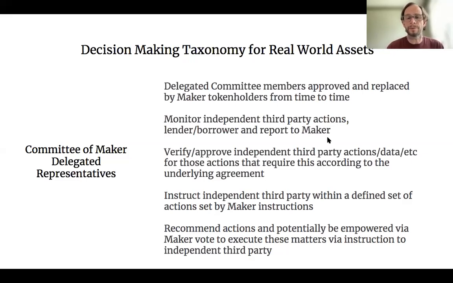The lender and the borrower report to maker. Maybe this committee and the committee members can verify or approve third-party actions, data, et cetera. Maybe, with respect to some decisions, because they probably know the deal better than anybody, they could instruct that independent third party within a defined set of actions. So, if there are certain decisions that have been agreed that this delegated committee can make, they can instruct the third party to take those decisions.